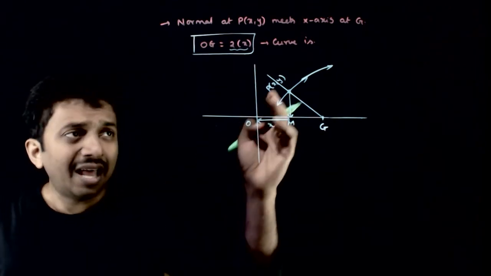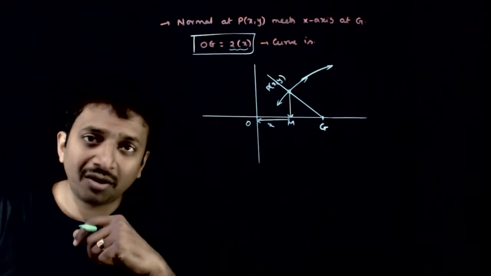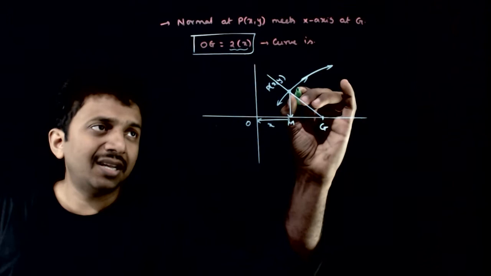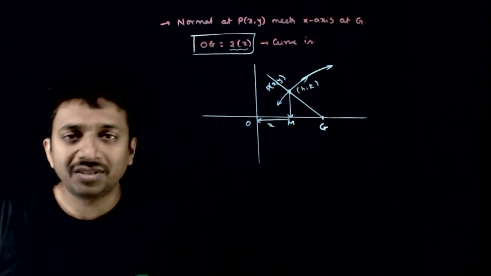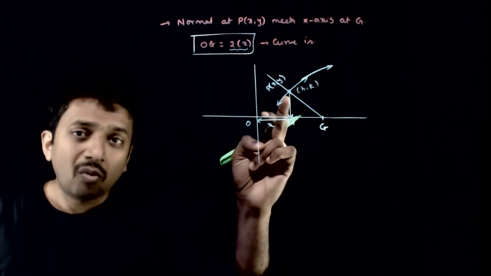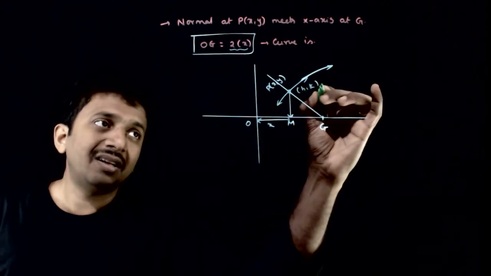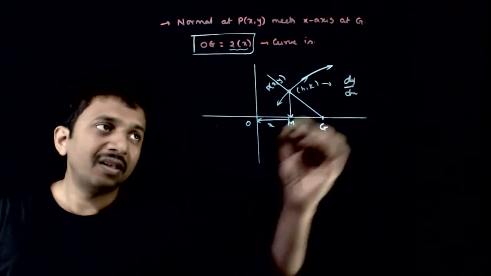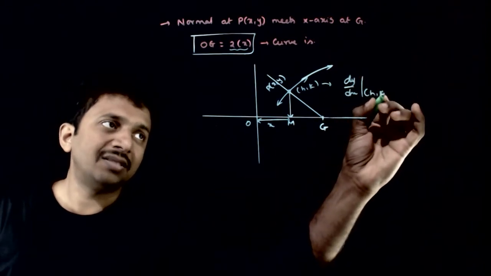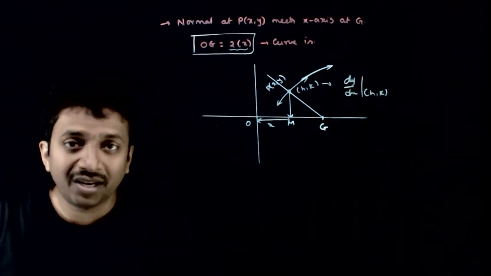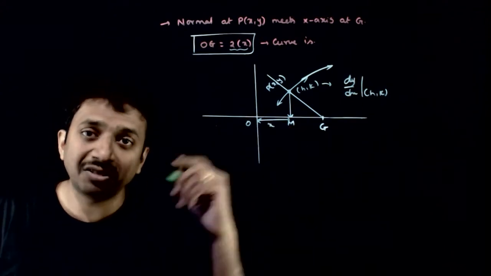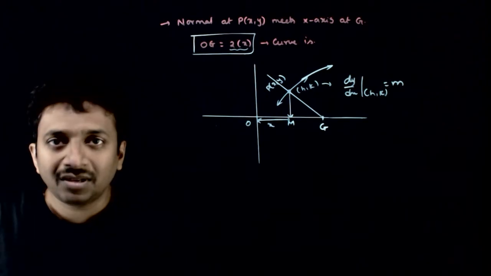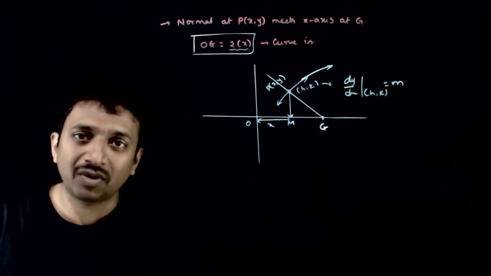To do that, I'll find the normal at a general point h, k on this curve and find the x-intercept of this. So let us say that h, k is a general point on this curve. And what is the slope of tangent at the point h, k? dy by dx at the point h, k is the slope of tangent. Hence, what is the slope of normal? If I call this m, the slope of normal is minus 1 by m.